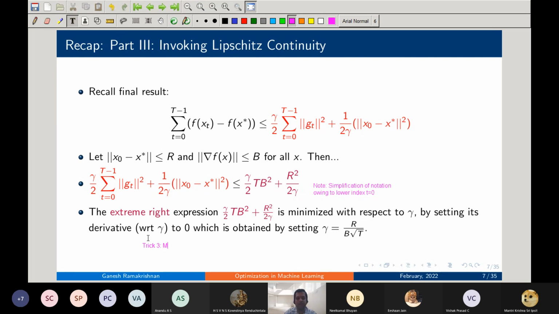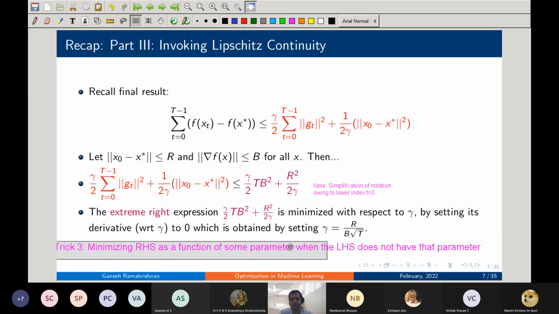This was minimizing the RHS as a function of some parameter. This was eta, when the LHS in the inequality, which is less than or equal to the RHS, does not have that parameter. That was the basic idea. That's trick 3.